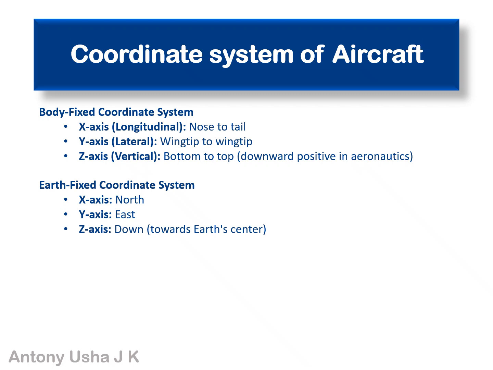And the earth fixed coordinate system is the coordinates with respect to the earth. Here the x-axis is based on north, the y-axis on east, and the z-axis on down, which is towards the earth center. It is used for navigating and tracking, whereas the body fixed coordinate system is used to describe the orientations, forces and moments.